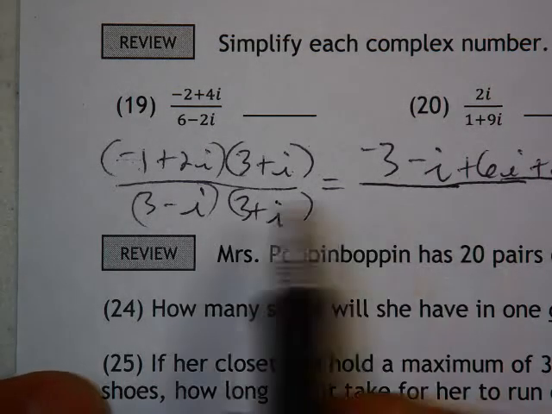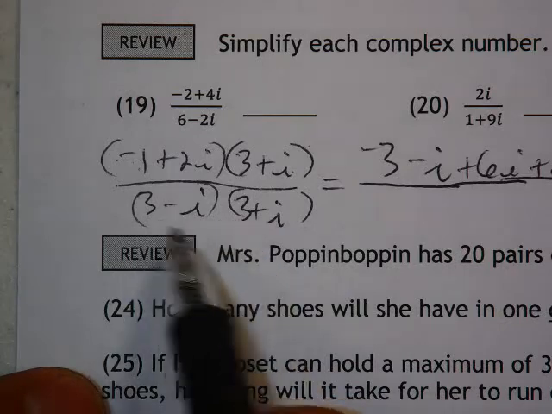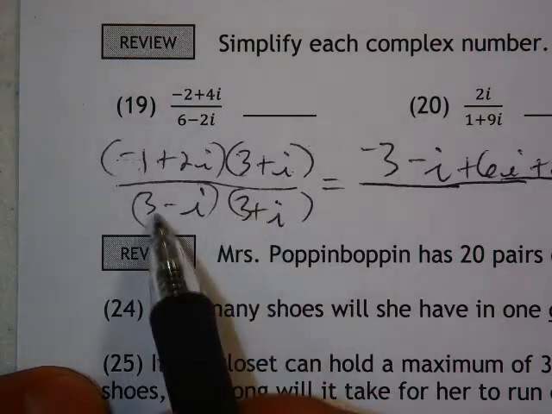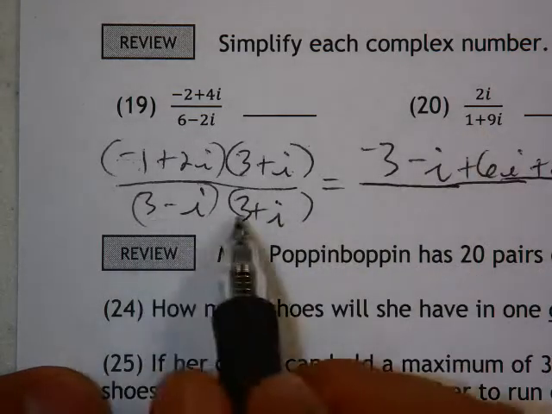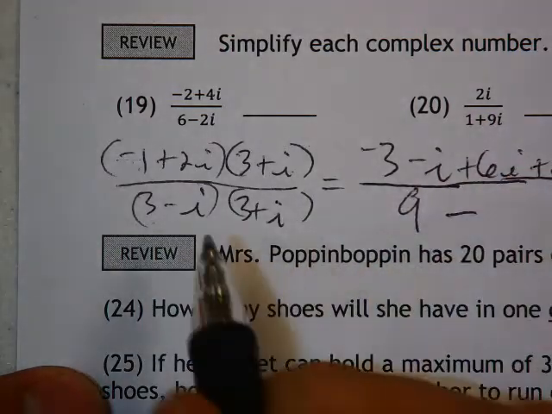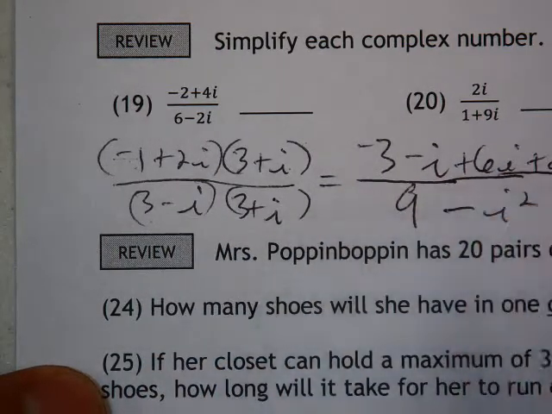On the bottom, the way I've set this up, I only have to multiply the first terms and the last terms. 3 times 3 is 9, minus i times i is i squared.